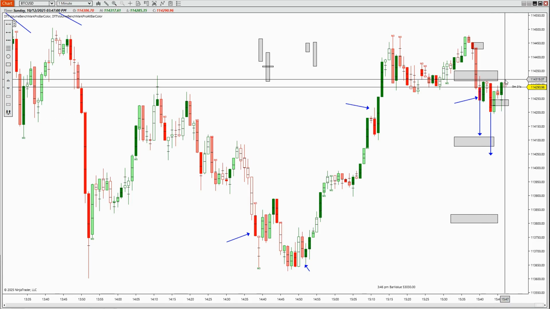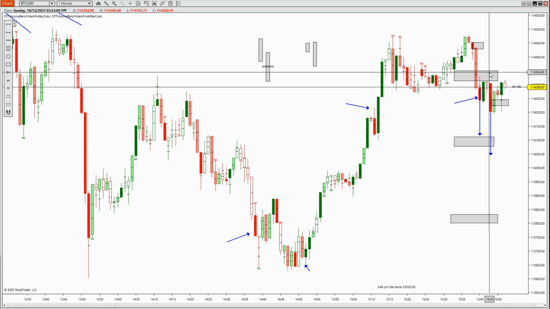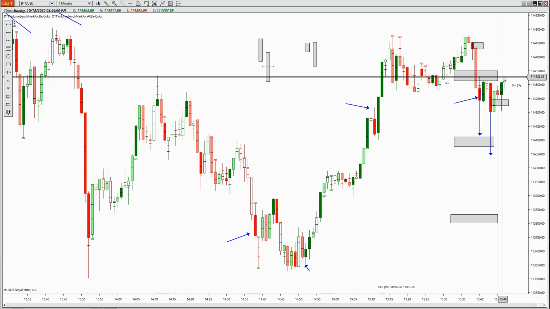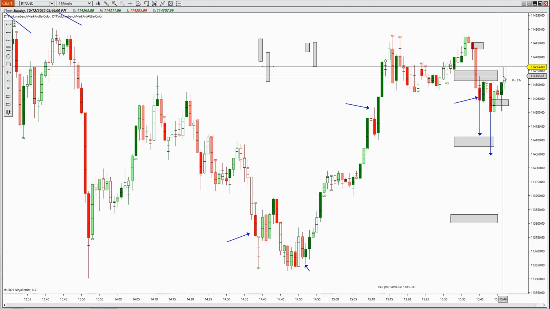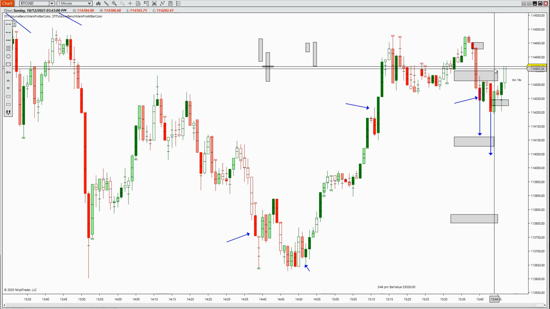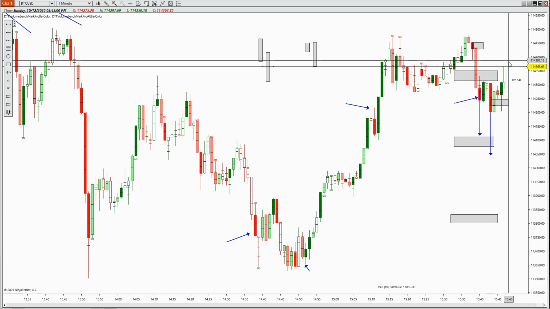So let's see if they're ready to just go ahead and push this back to the upside. I'll give it another bar or so. Let's see what we do with this green bar. Let's see if they're ready to push it back to the upside. That's what you want. You want the darker green to come in. Remember the rules, you want the darker green to come in to get it to go.